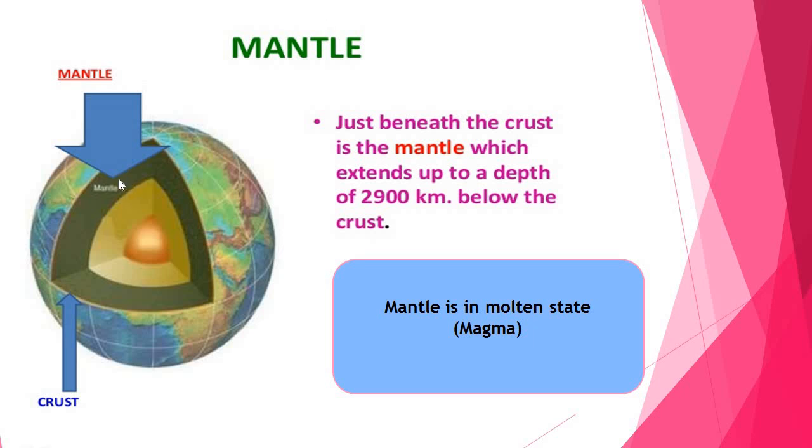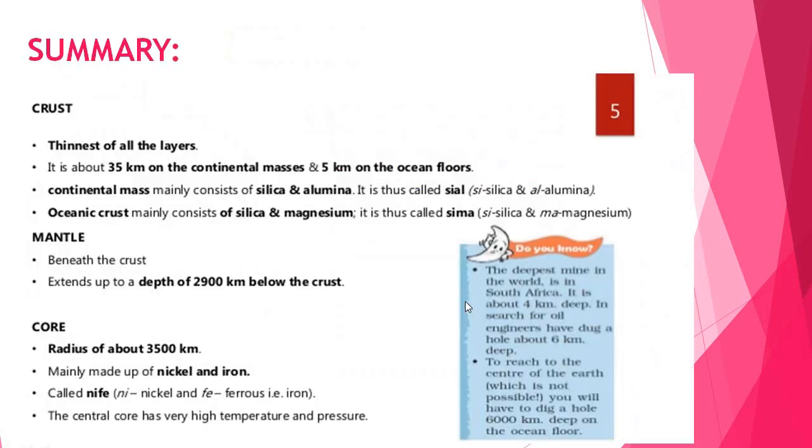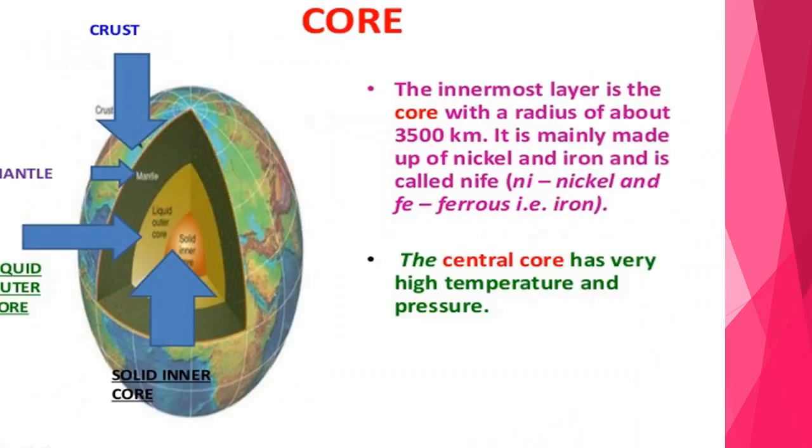The mantle is divided into two parts, the upper mantle and the lower mantle. This one is known as the upper mantle, and this one is known as the lower mantle. The upper mantle consists of silica, iron and magnesium. Now the mantle is in the molten state, which is magma, the hot magma.